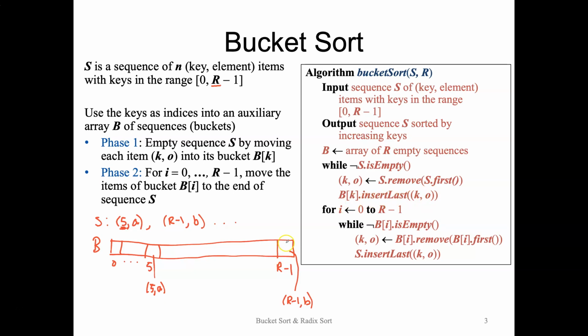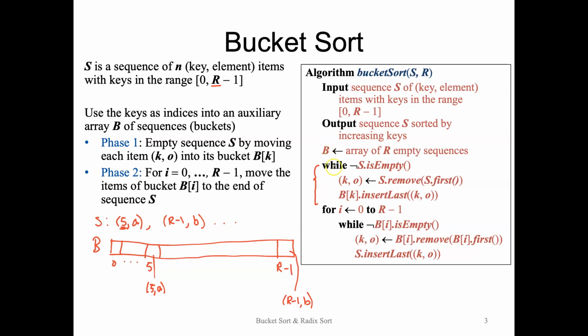Each cell is a bucket, meaning we're actually storing a list at each cell, because we could have multiple elements that have the same key. So we'll be able to store multiple items at each cell, which is why we call them buckets. We insert at the end of the list which is stored at key k of our bucket array. This is the first phase of bucket sort: just take everything from the sequence and dump it into its appropriate index in this larger array B of size R.